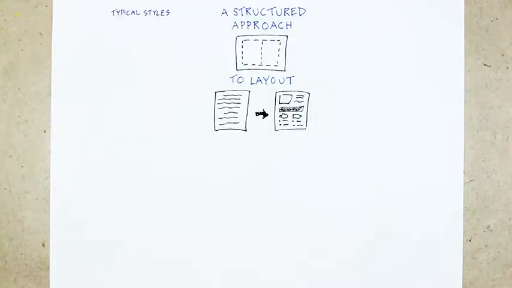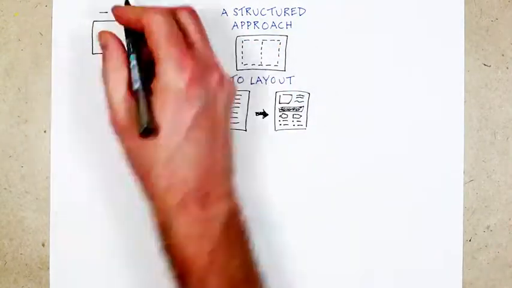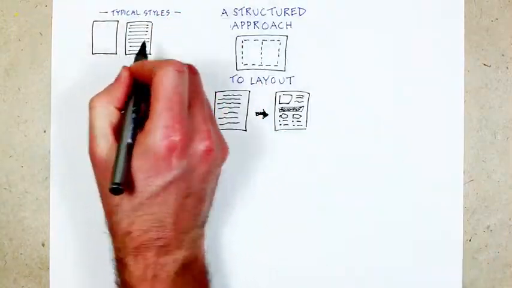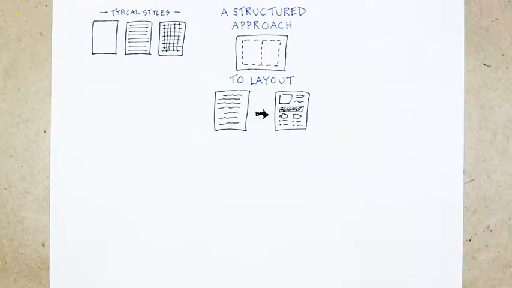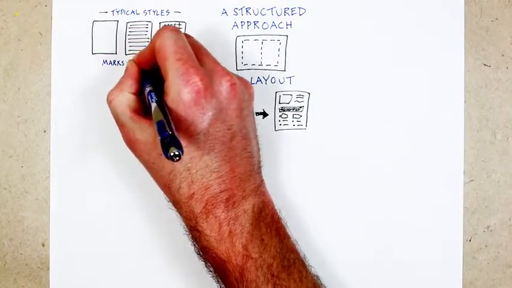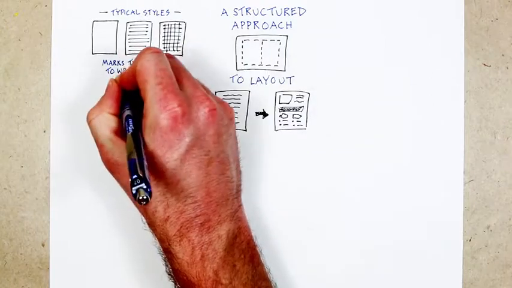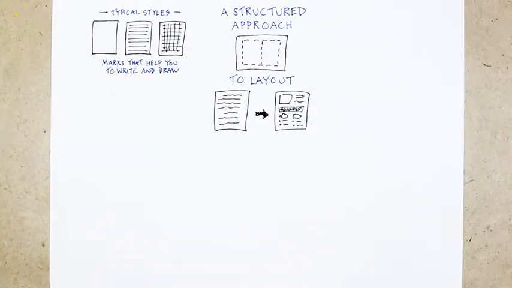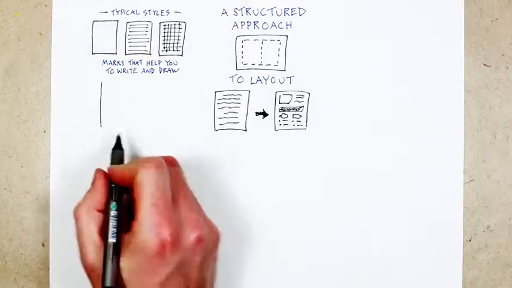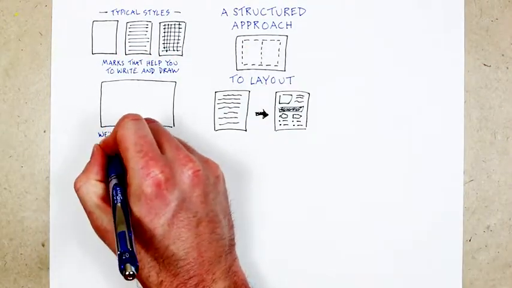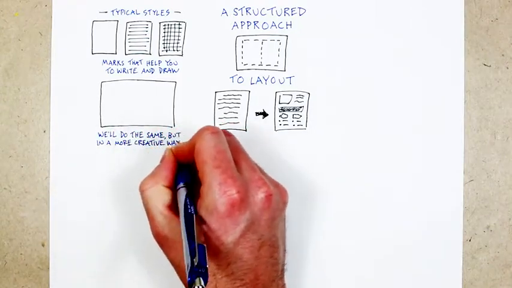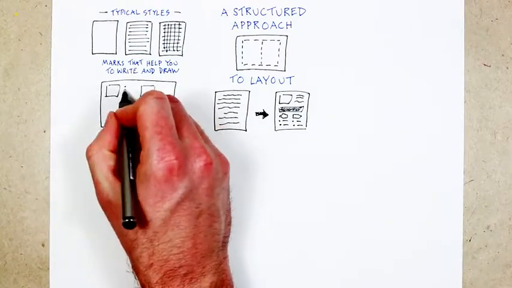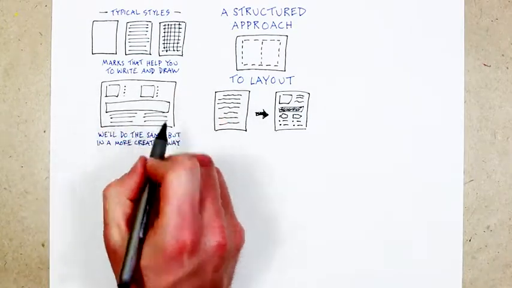Typical notebooks come in three styles. The page could be blank, it could be lined, or it could be gridded. In the non-blank cases, those lines are there to tell you where to write, or to help with how you lay out ideas or draw certain images. With this structured approach to layout, you will similarly add marks to the page before a visual note-taking session that will help to guide how you write and how you draw. But we're going to get a lot more creative than simple lined or gridded paper.